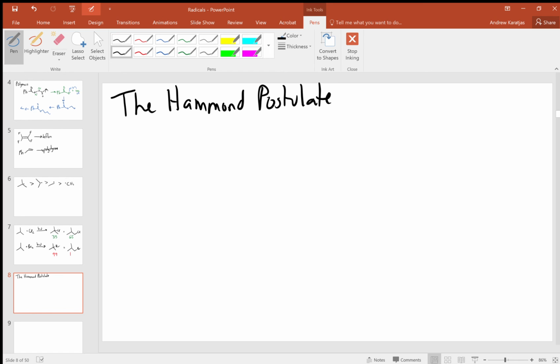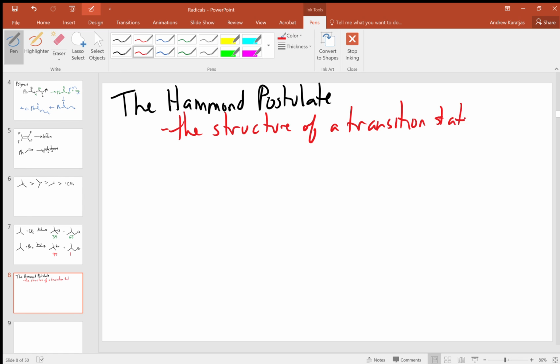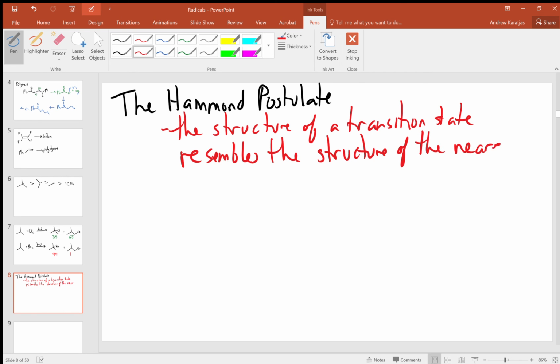The Hammond postulate basically looks at the structure of a transition state. And it says that the structure of a transition state resembles the structure of the nearest stable species. So what does that mean?